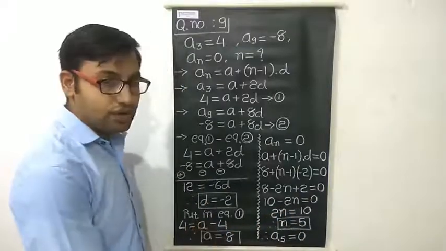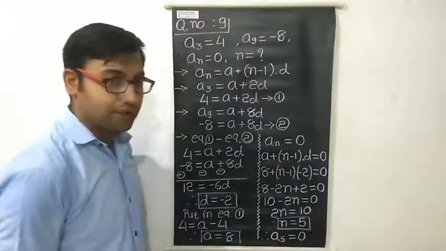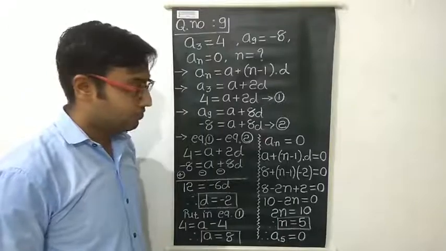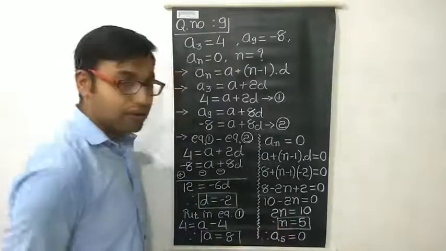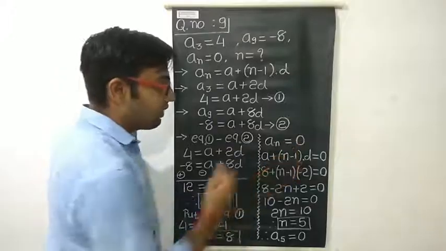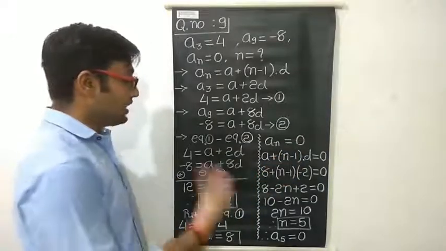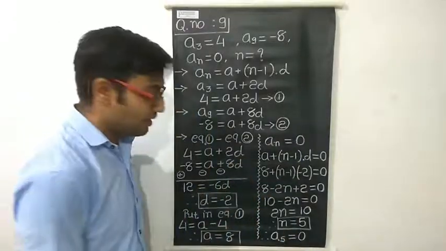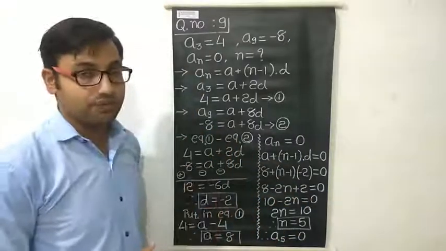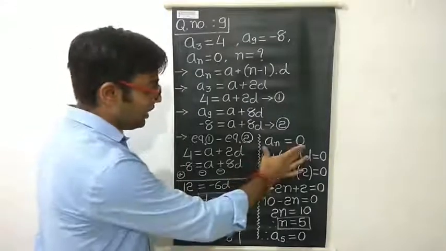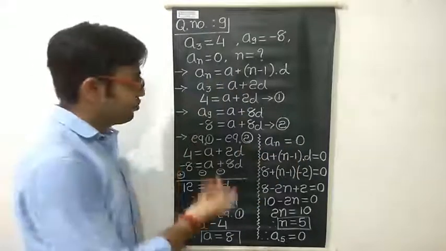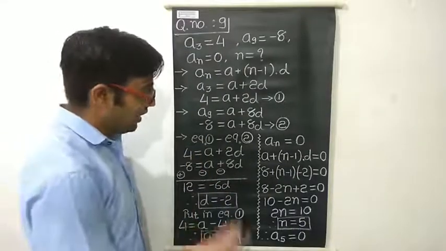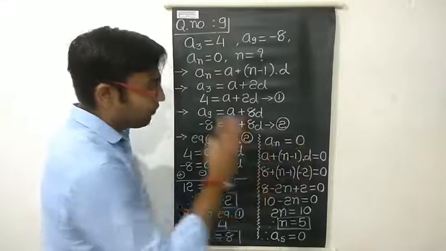Take the 10 to the right hand side, we get 2n is equal to 10. By dividing by 2, we get the value of n is equal to 5. So this is the number of the term which has the value equal to 0. So we can say that in the given AP, the fifth term has a value equal to 0. In this way, whatever we have been given, we have to use that. From that we find the values of a and d, and then we find the value of this term.